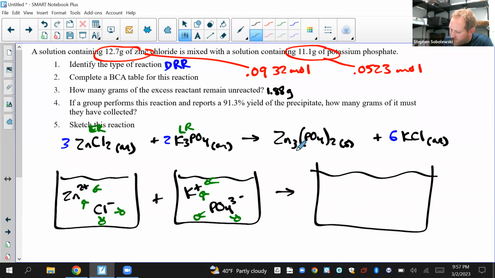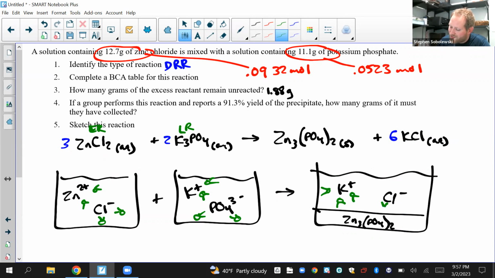In my final beaker, I have my zinc phosphate on the bottom, Zn3(PO4)2, settles on the bottom like that. Make sure you don't split that up. You write it as a solid on the bottom. I have zinc chloride aqueous, meaning I have not zinc, potassium chloride. So K+ and Cl- ions randomly floating around.